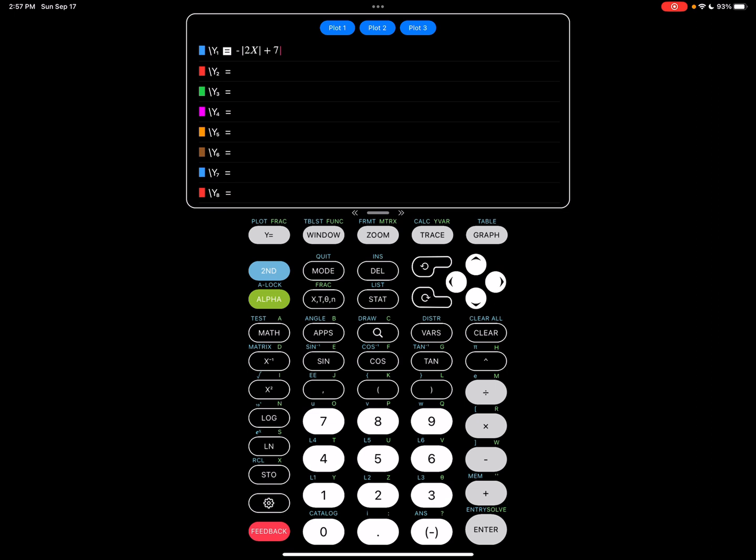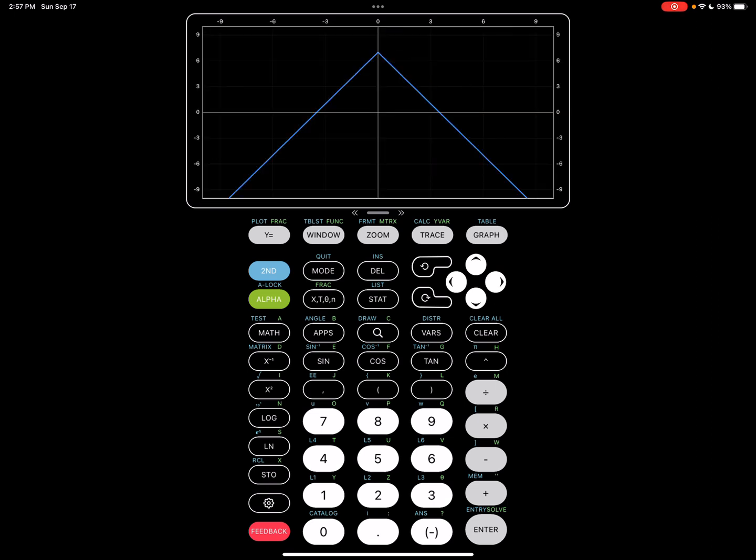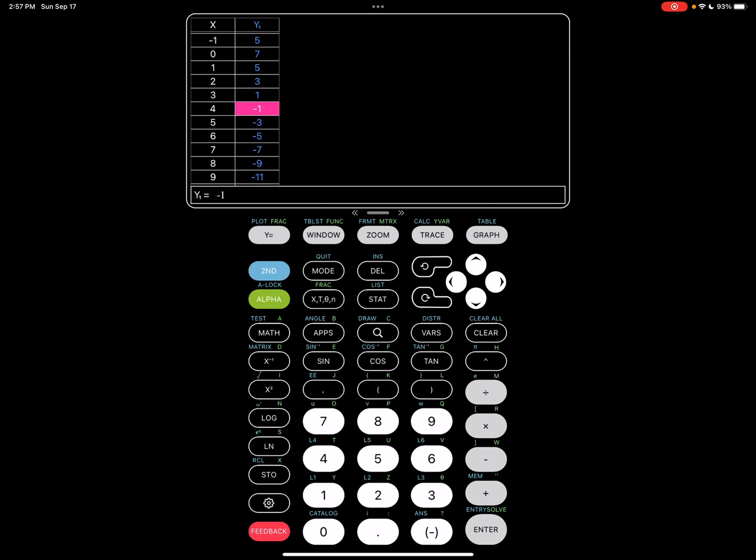When we go ahead and graph that, we'll notice that this graph is opening down. And let's look at our table by pressing second graph and look for our turning point. Where's that turning point going to be? Oh yeah, look at there. 1, 3, 5, 7, 5, 3, 1. This is different. It's counting up and then counting down.